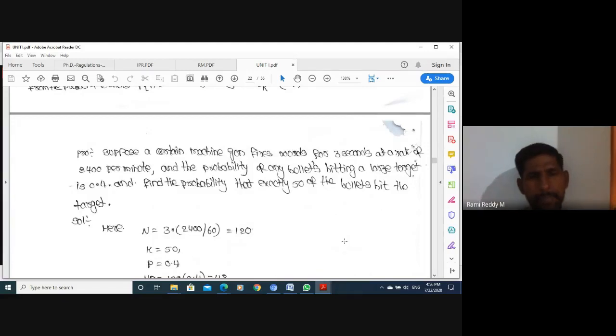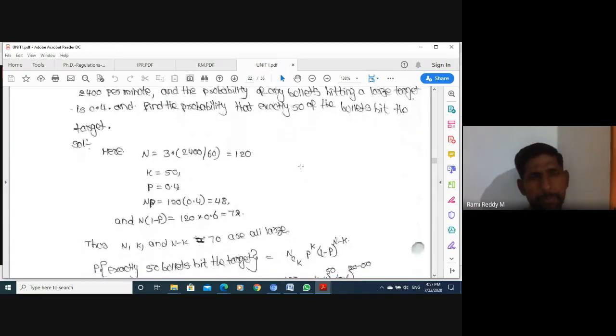Suppose a certain machine gun fires for 3 seconds at a rate of 2400 per minute, and the probability of any bullet hitting a large target is 0.4. Find the probability that exactly 50 of the bullets hit the target.